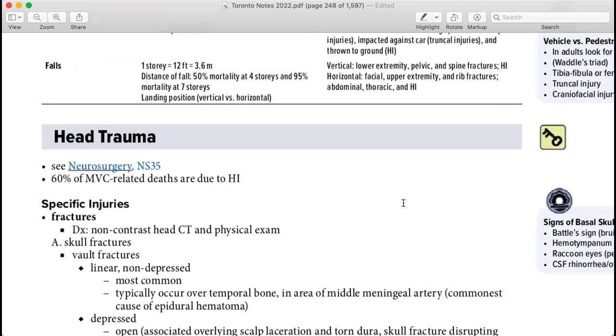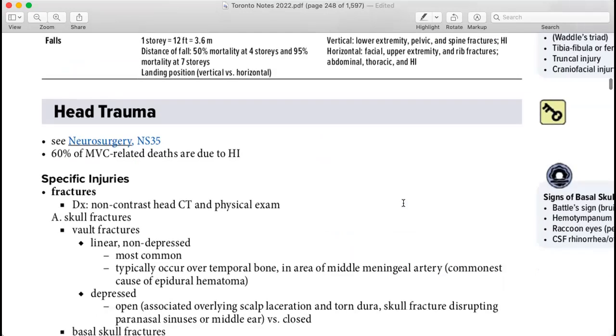Now, head trauma: 60% of motor vehicle collisions involve head injury.